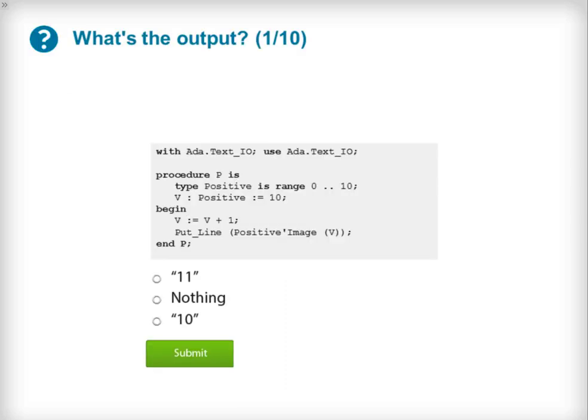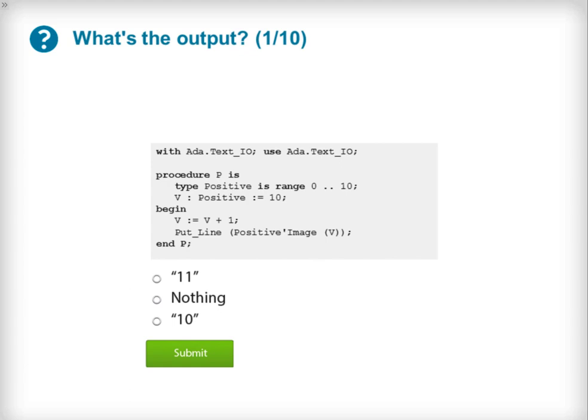Our first question introduces a procedure called P along with the in-scope Ada.Text_IO package. Procedure P has a declarative part that includes a new type declaration of a numeric type called Positive that has a range from 0 to 10. A stack object of this new type Positive is created, and at initialization it has been set to the value 10.